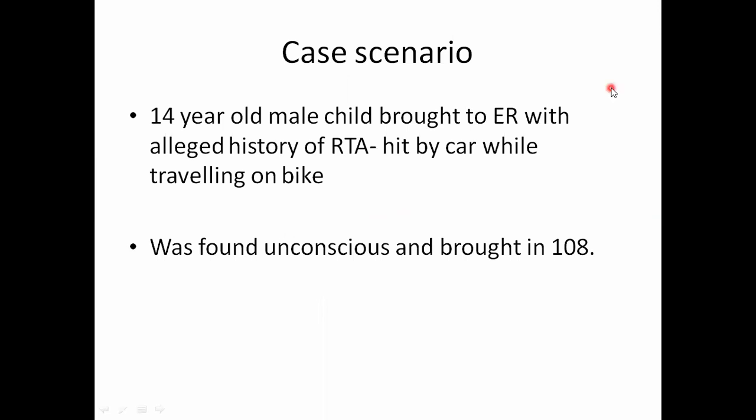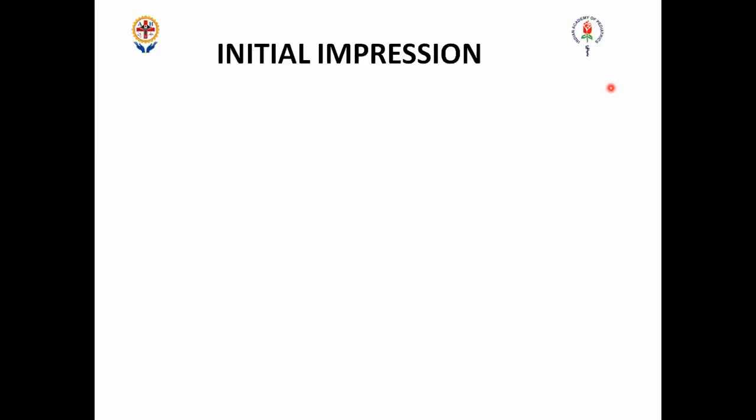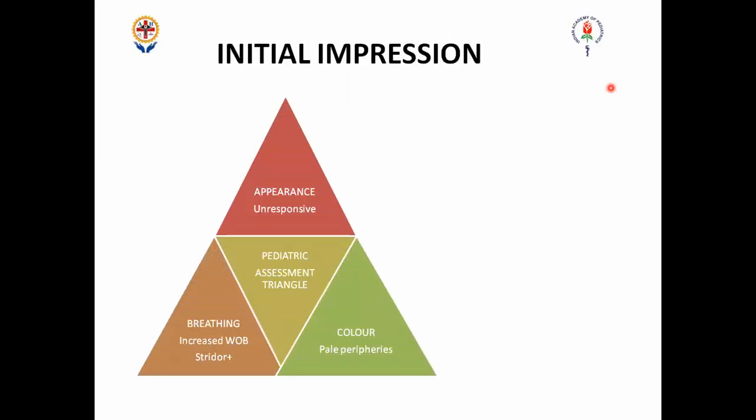This is about a 14-year-old male child who was brought to our ER with an alleged history of road traffic accident. He was traveling on a bike and was hit by a high-speed car. At that stage, he was found unconscious and was brought to the ER by a monitored ambulance. On initial impression, the child was unresponsive with increased work of breathing along with stridor, and his peripheries were pale in color.